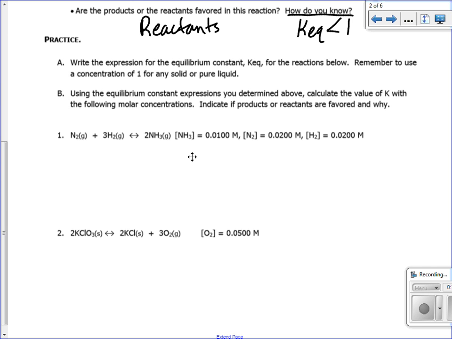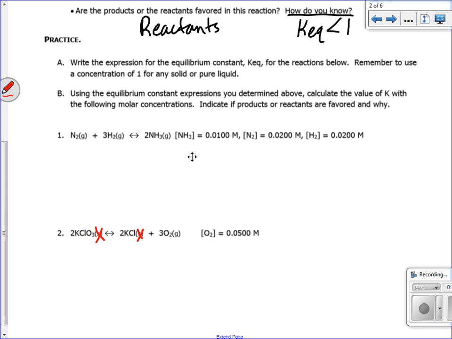Any gas or aqueous. So what do we want to ignore? Solids and liquids. So for this one, because it has 2 solids in it, right? I'm not going to include those in my expression at all. They don't find a place.